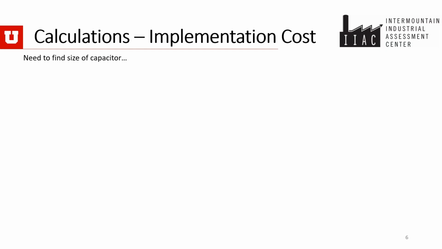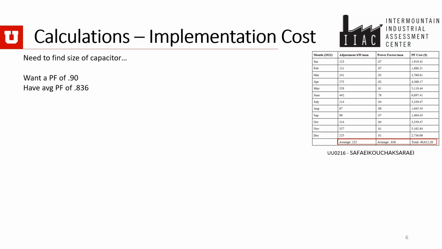So now we actually need to size the capacitor. We know that we have a power factor of 0.836 from the data we gathered on the last slide, and we want to get it up to a power factor of 0.9 or more. To do this, we will use this as our main equation. The reactive kVAR is going to be the size of capacitor that we'll want to buy, or that we will want to recommend that they buy.